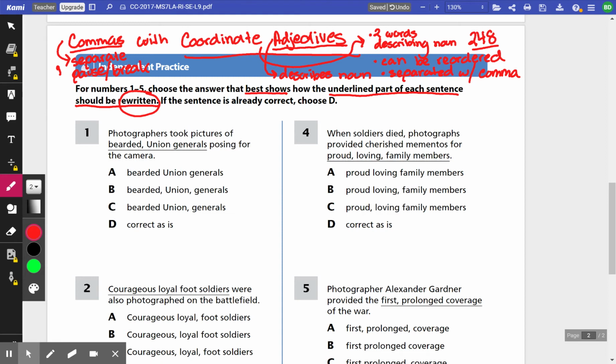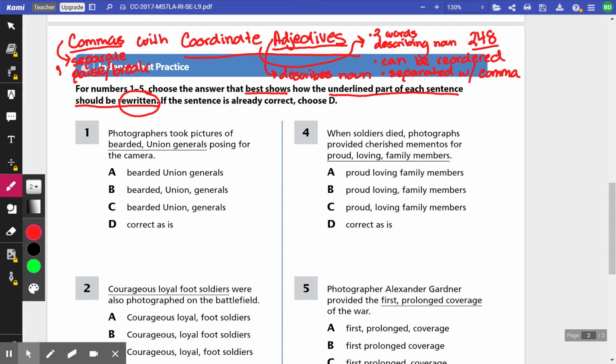And if it's already correct, guess what? We just get to choose answer choice D, but it's not always that easy. We got to think about it first. So this is independent practice. So this is a chance for you to kind of do it on your own and see what you know. And then we're going to come back and go over them together. So what I want you to do is pause the video, take a few minutes, go through numbers 1 through 5, see what you can do, and we're going to come back and check your answers. Okay, so go ahead, pause the video, work through them, and then come back.